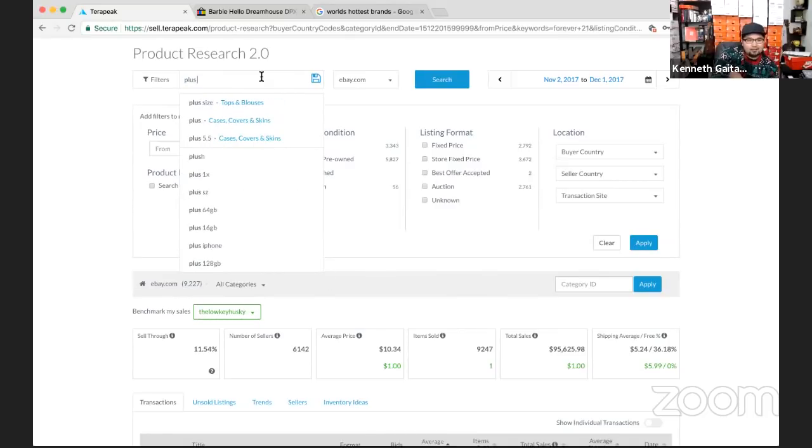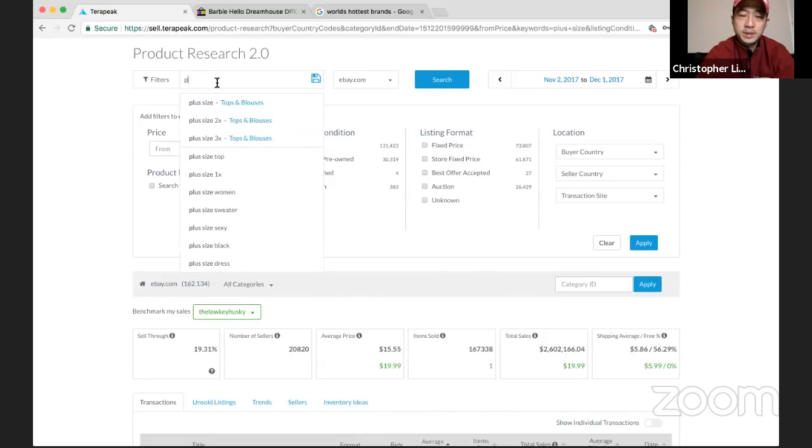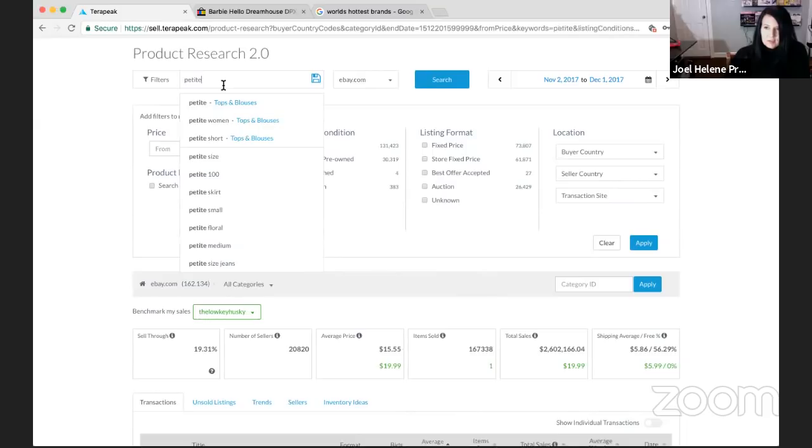Ooh, wait. I want to search plus size. Okay, plus size in every category is 2.6 million with 20,000 sellers, at a $15 average sale price. Now let's do petite. Does that mean you're short? Yes, but there's nothing wrong with that.